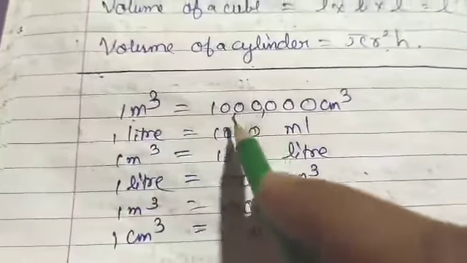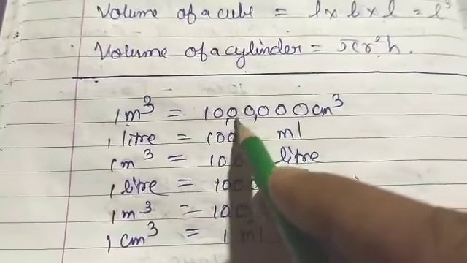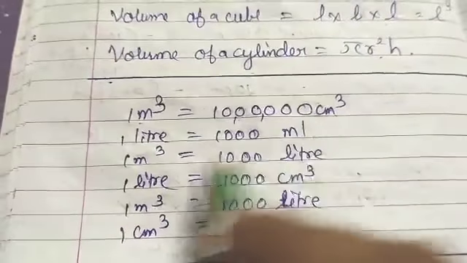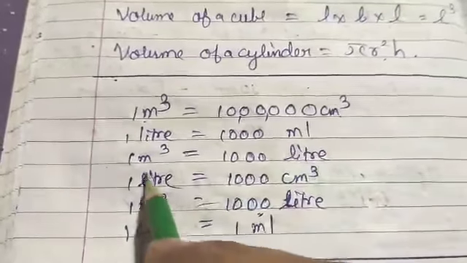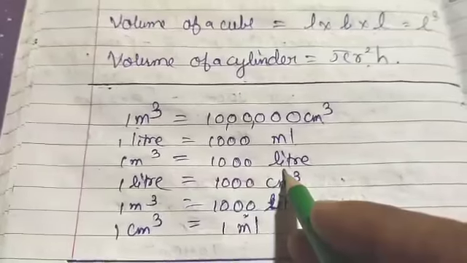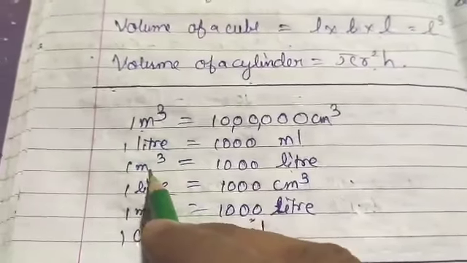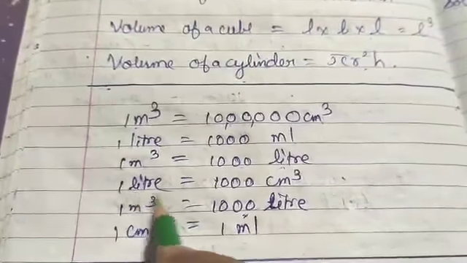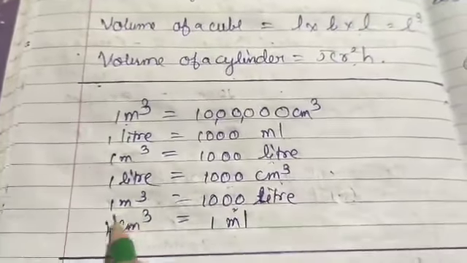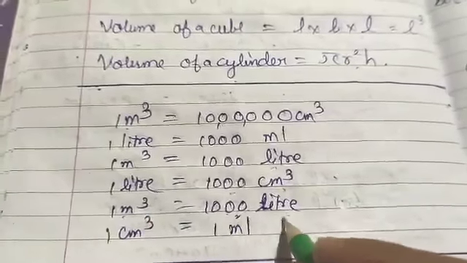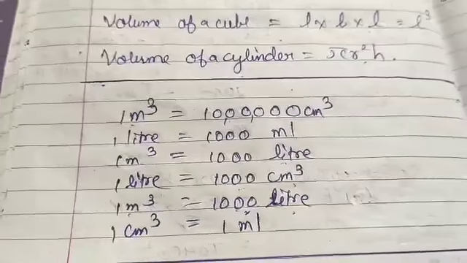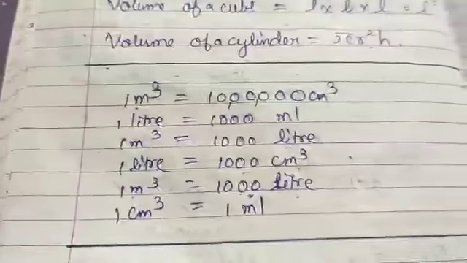Now you have to remember this also, that 1 meter cube equals 10 lakh centimeter cube, that is 100 into 100 into 100. Then 1 liter equals 1000 milliliter. In the same way 1 meter cube equals 1000 liter also. See here, 1 liter equals 1000 centimeter cube. Again I have written, 1 centimeter cube equals 1 milliliter.